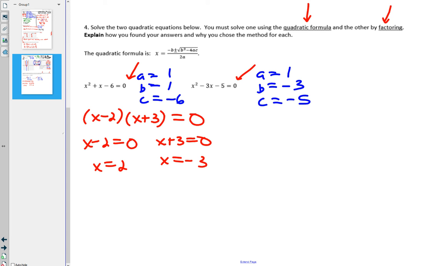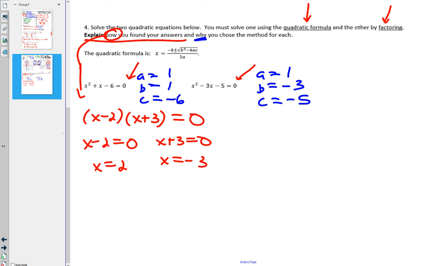But if you want to get the full allotment of points, you have to explain how you found your answers, which to me, the how part is the work. As far as I'm concerned, you've taken care of how by showing me work, but the why requires a narrative. You have to be able to explain using words.